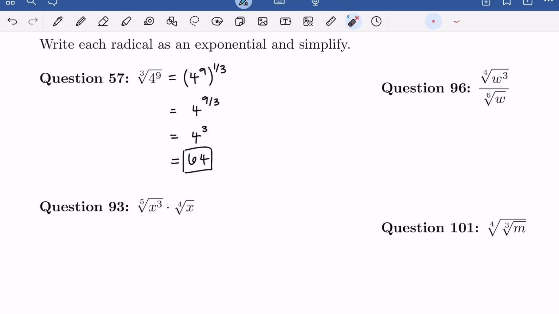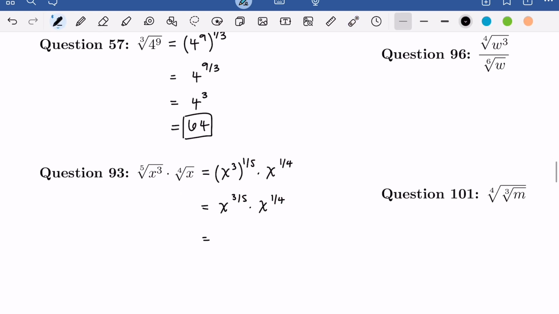Now in this case here, let's rewrite each of these guys here as an exponential first. So we have x cubed raised to the 1/5 power times x raised to the 1/4 power. Now this first guy here, we can just multiply these guys. So this is going to give us x to the 3/5 power times x to the 1/4 power. Now we're multiplying these two guys and they have the same base here. So that means again, we can just add these exponents.